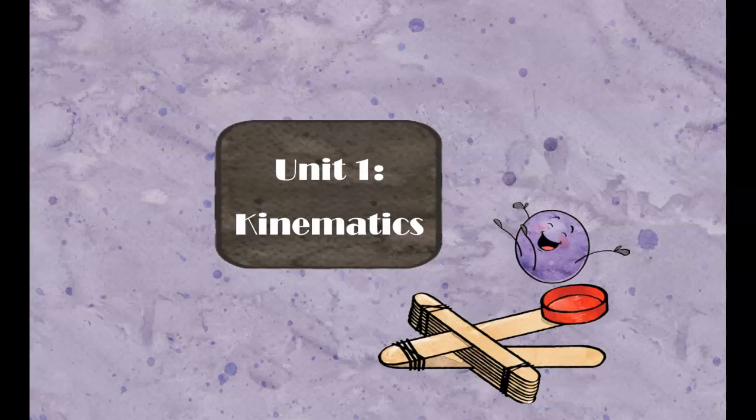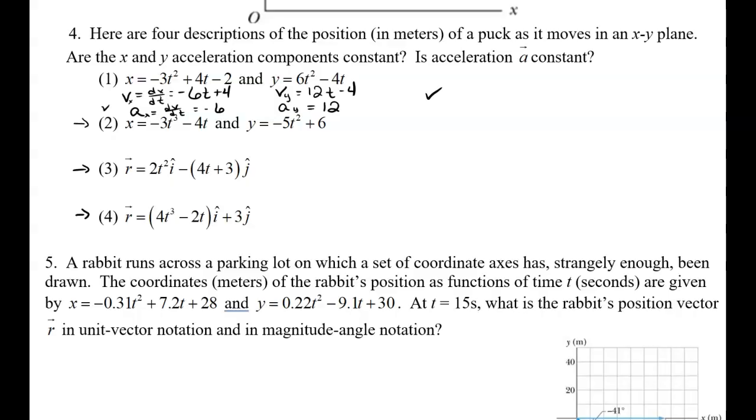Okay, so we are going to pick up where we left off on 2D kinematics. Last time, we were looking at descriptions of motions and determining if acceleration is constant. In order to do that, we have to take our position function and look at the second derivative, because the second derivative of position is acceleration. So here I have that x is equal to negative 3t cubed minus 4t.